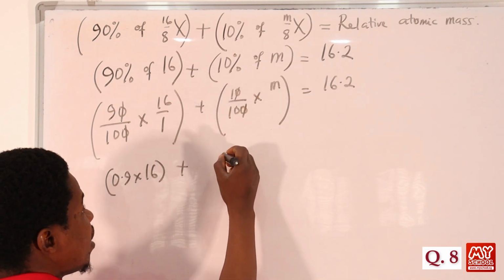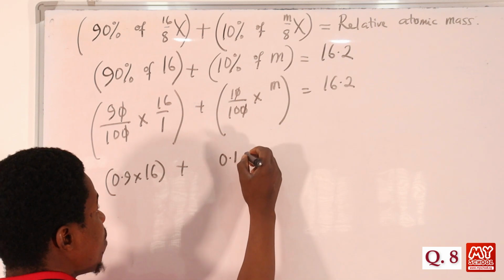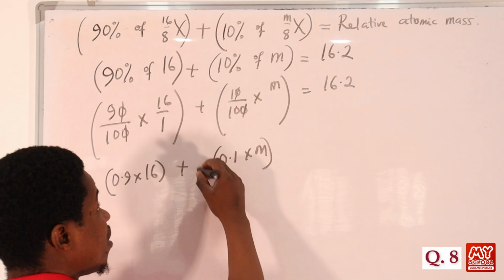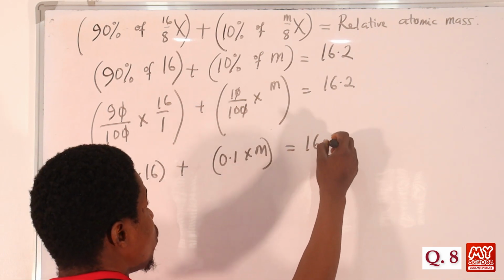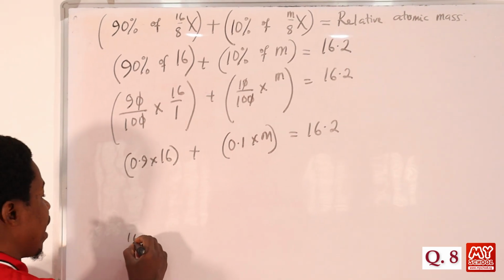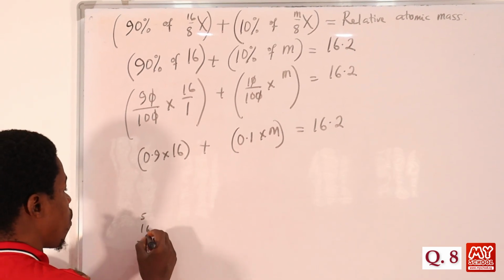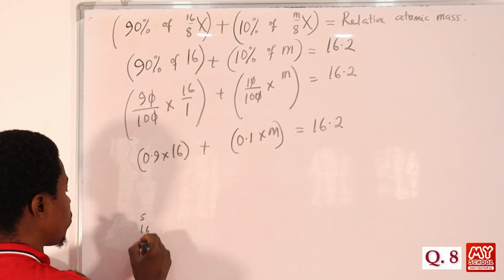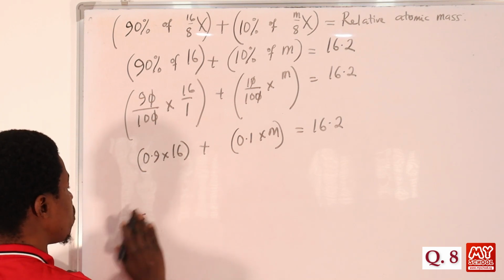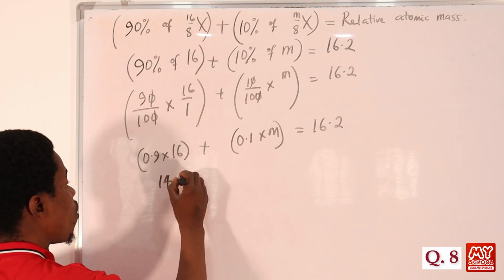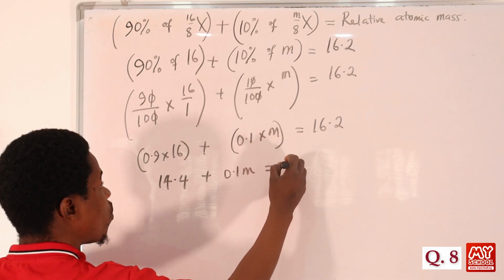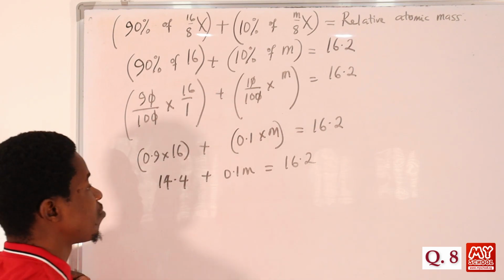This is 1 over 10, which is 0.1 times M. If you have a calculator, just punch it so that you'll be fast, but we don't have a calculator here. So this will be equal to 16.2. When you multiply 16 by 9, what do we have? That is 5, 4, and then 9 plus 5 is 14, so we have 14.4 here plus 0.1 M, which will be equal to 16.2.